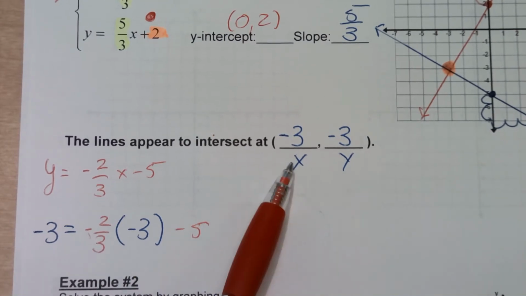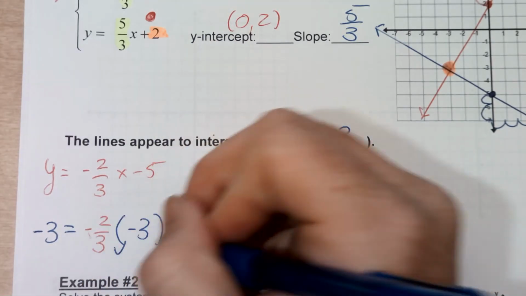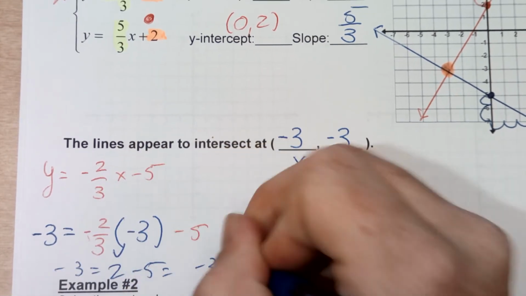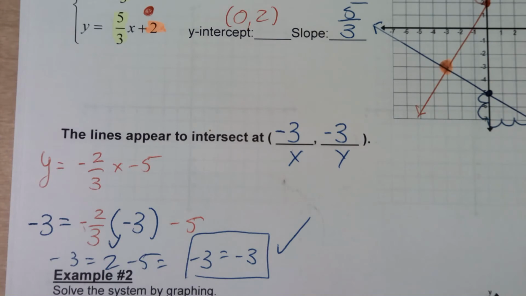I subbed in negative 3 and negative 3 because that's what my x and y were, to see if this is correct. We might need a calculator to do that first multiplication problem. First we need to do negative 2/3 times negative 3. So let's do that, and that is 2, and 2 minus 5 is negative 3. So negative 3 equals negative 3. So we are correct. That is a solution to that set of equations.